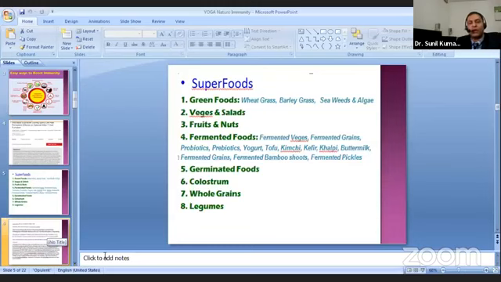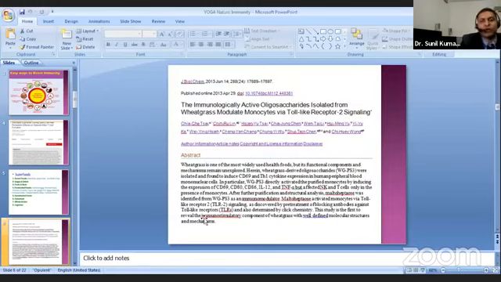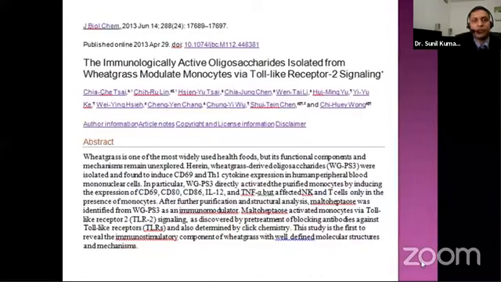Okay. So let's go for these things. Can you see it on the screen or not? Otherwise, I'll just keep it a little bit bigger so that it will be easier for you guys. Okay.